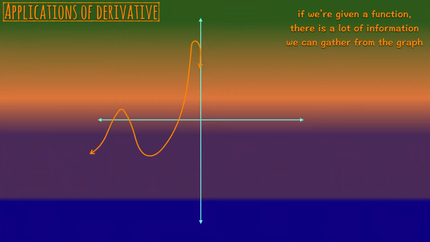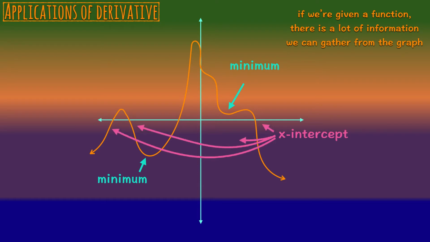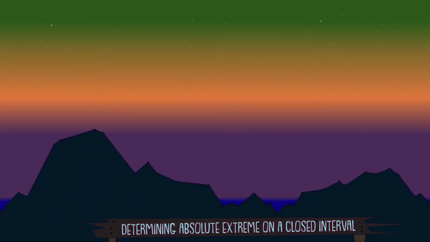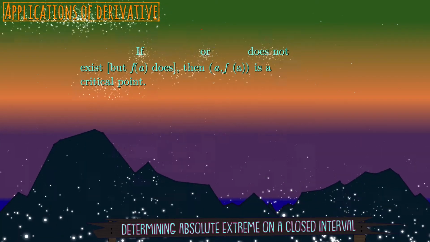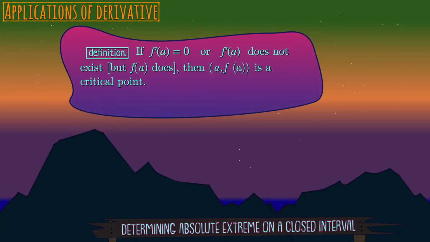So, for example, if we are given some function that looks like this thing, we'll call that f, we can figure out where all the maximum values are going to be. We can figure out where the minimums are going to be. There's a lot of other stuff like x-intercepts. And so we'll start with the definition.